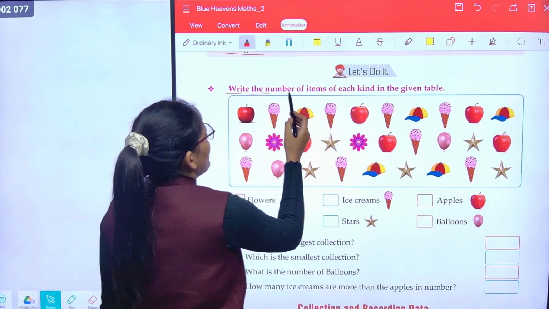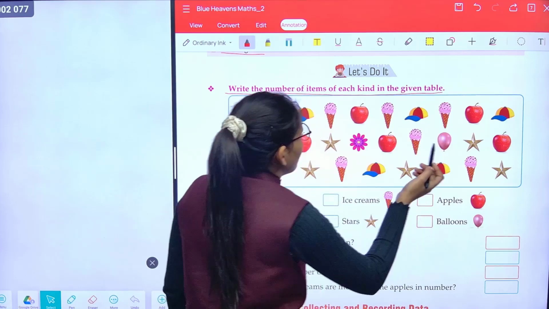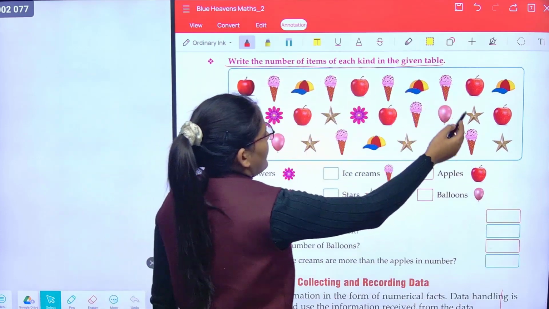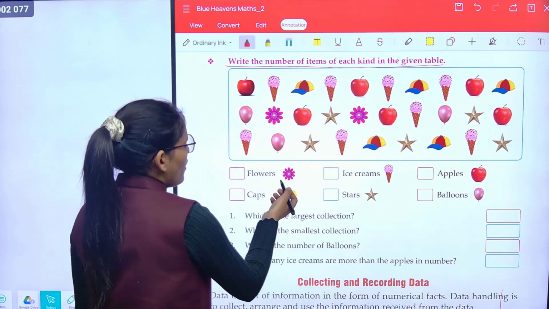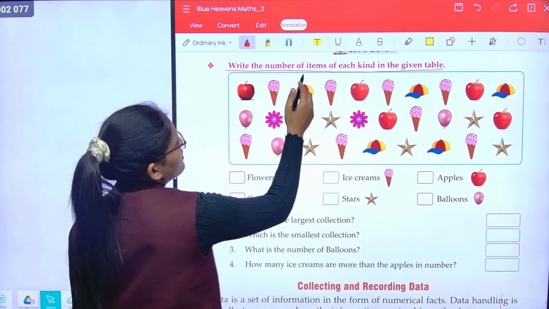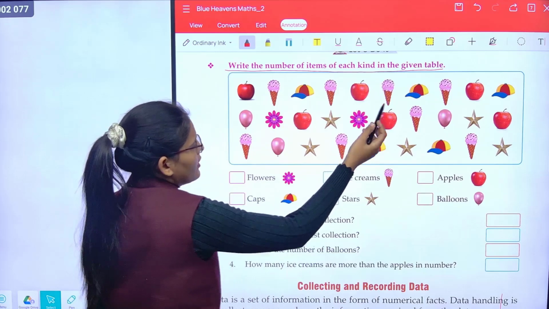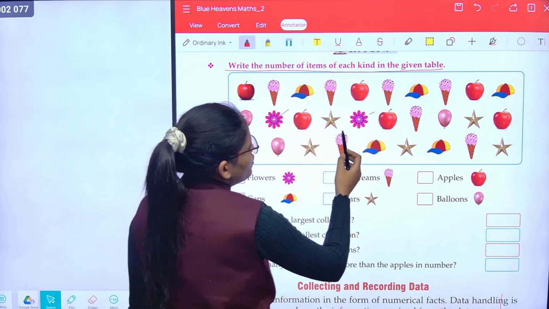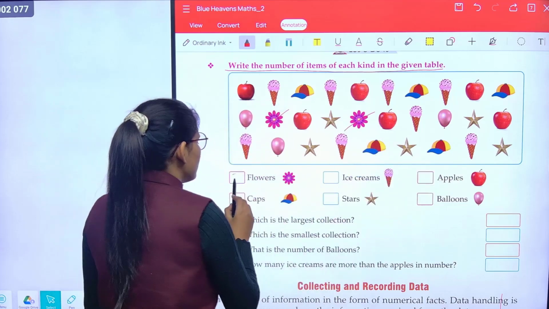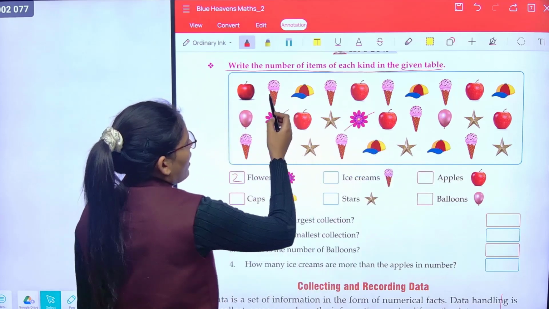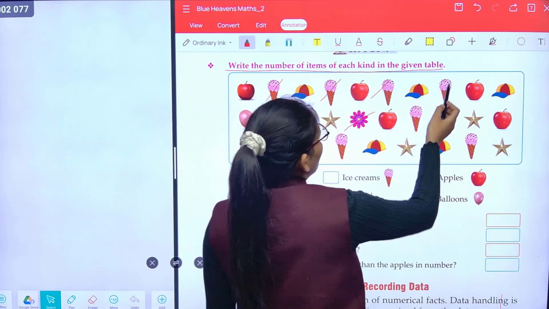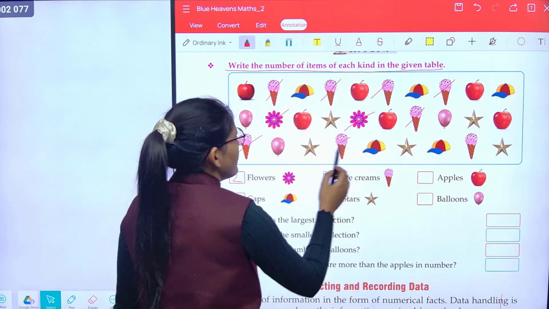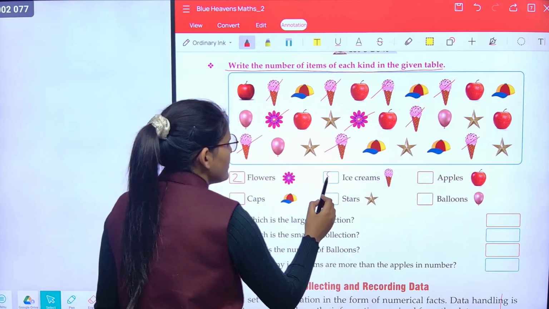Write the numbers of items of each kind in the given table. Just see, there are many items. Now count the numbers. Flowers: 1, 2, there are 2 flowers. Ice creams: 1, 2, 3, 4, 5, 6, 7, 8. 8 ice creams are there.